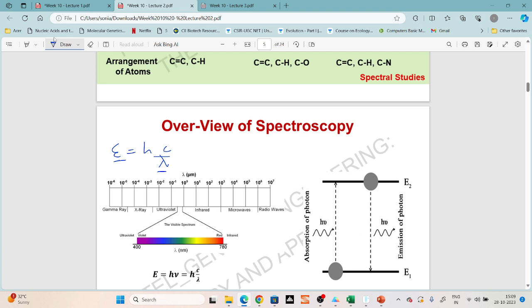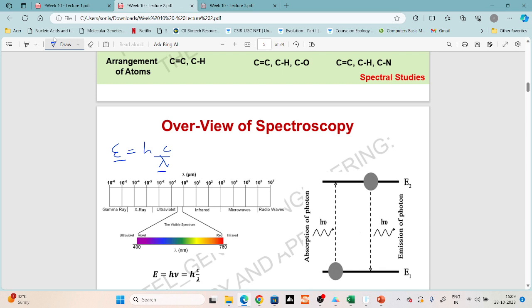Okay, why was I telling you about energy and wavelength? Because this energy level will determine what kind of spectrometric or spectroscopic techniques we have exploited. The spectroscopic techniques that humans have exploited are based on the energy levels of various waves. Radio waves have the least energy, gamma rays have the most energy, and UV visible rays have some energy in the middle.